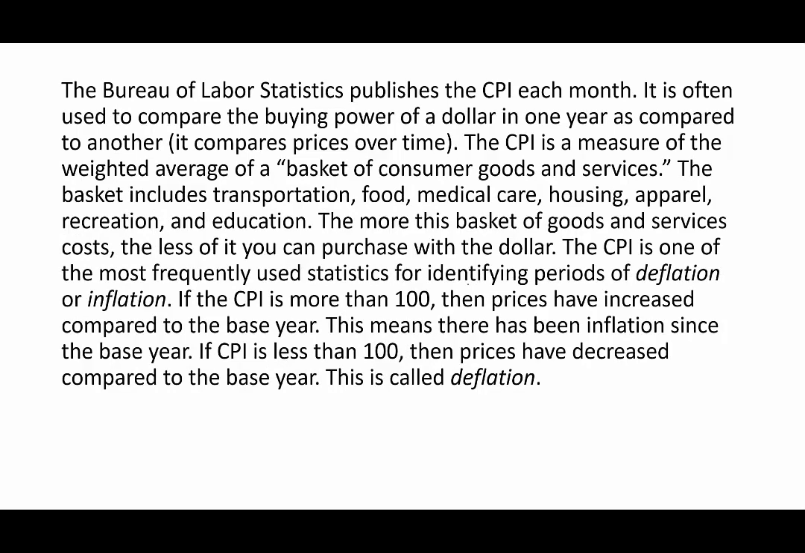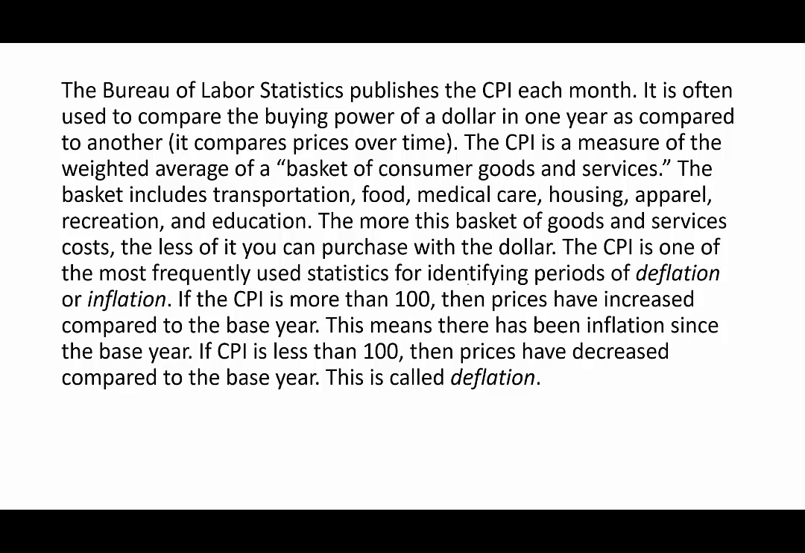The Bureau of Labor Statistics publishes the CPI each month. It is often used to compare the buying power of a dollar in one year as compared to another, so it compares prices over time. The CPI is a measure of the weighted average of a basket of consumer goods and services, and this basket contains about 60,000 different items, including transportation, food, medical care, housing, apparel, recreation, and education. The more this basket of goods and services costs, the less that you can purchase with $1, right? So the more that things cost, the less that your dollar goes.